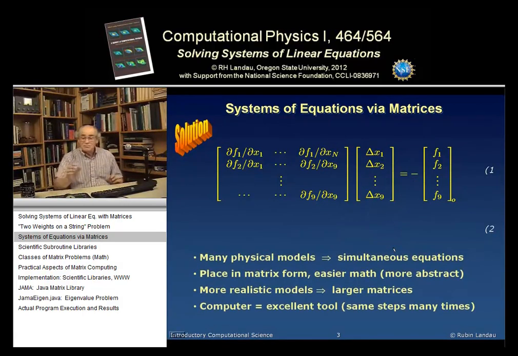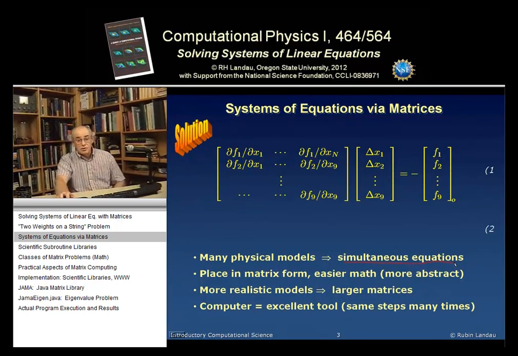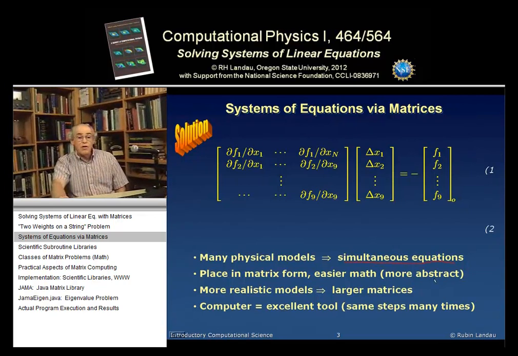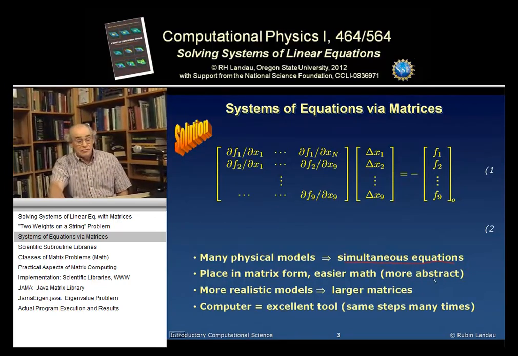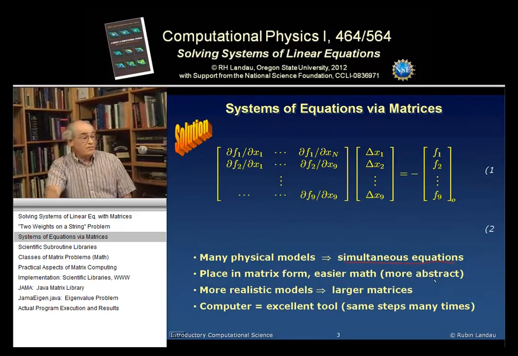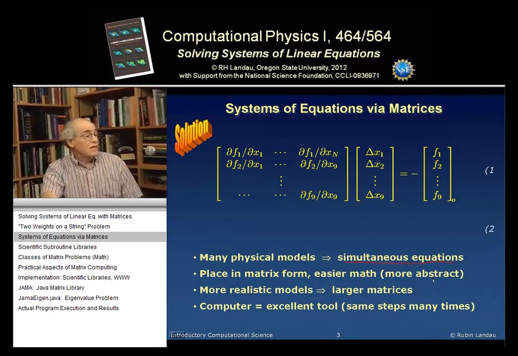Okay? Well, this is a good example. Many physical systems have matrix problems because many physical systems deal with simultaneous equations. And the reason we write them down as matrix equations is to make things look simpler, to make what appears like many different equations appear as one. So this is a more abstract way of doing things, but it makes it easier for us. If you know the mathematics, it makes everything much easier.